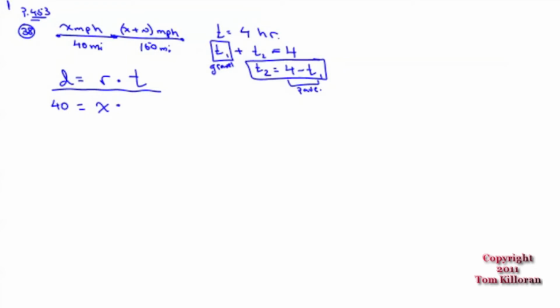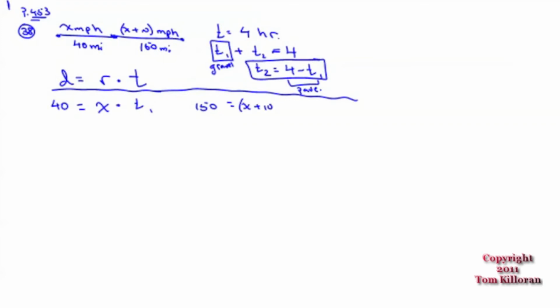So if this is the gravel, you're going to get 40 equals x times T1, T1 for the gravel road. And then the other one is going to be 150. Let's put a line here. 150 equals x plus 10 times 4 minus T1. Distance equals rate times time. The rate is? No, rate is not 150 miles. That's a distance. What's the rate that you drove on the pavement? It's x plus 10.